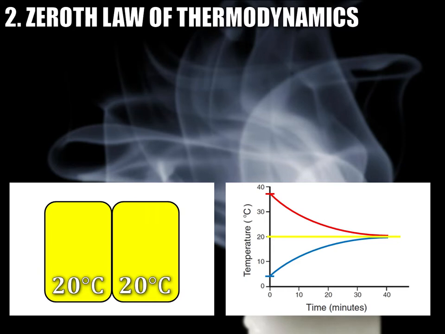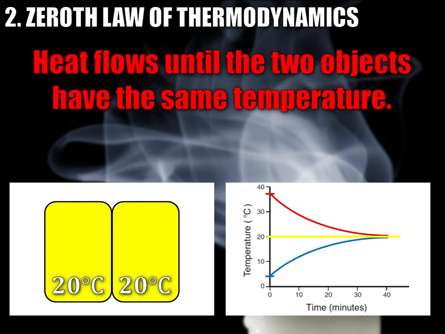The reason is because the energy is being released from the hot object. The molecules are losing kinetic energy, whereas the cold object is absorbing this energy. Its molecules are gaining kinetic energy. And this is the zeroth law of thermodynamics. It says that heat flows until the two objects have the same temperature.